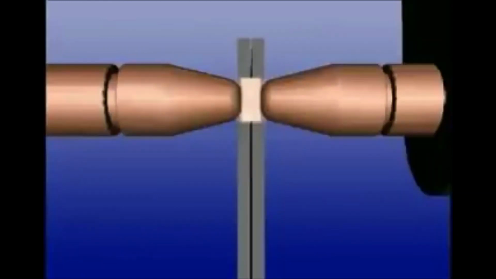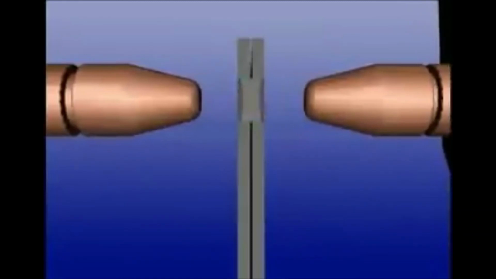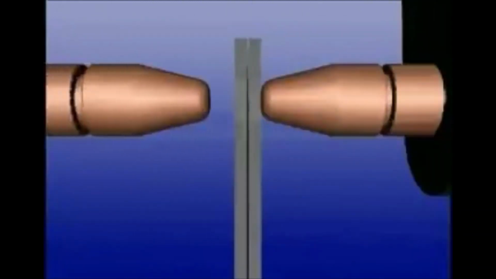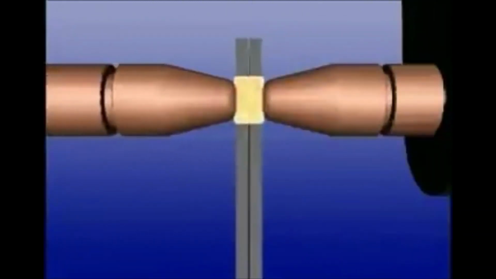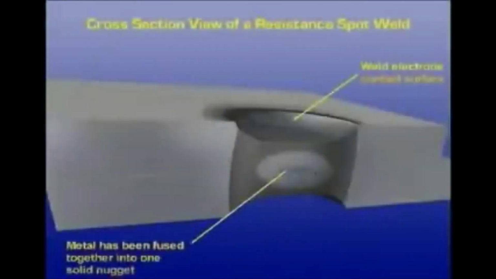By maintaining the squeeze pressure for a short time after the weld current is shut off, which is known as hold time, the molecules in the welded material remain compressed as the weld cools. This additional pressure results in a much stronger weld.